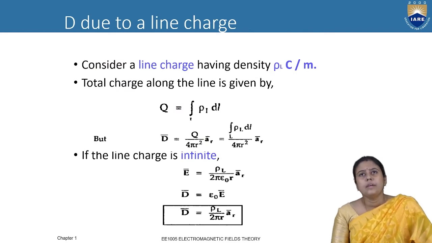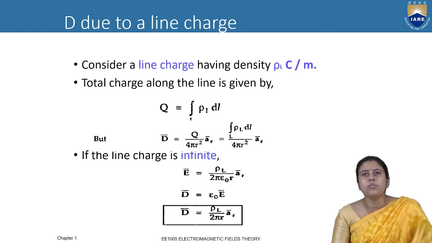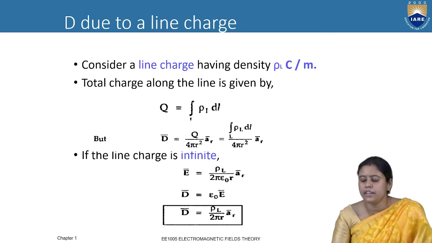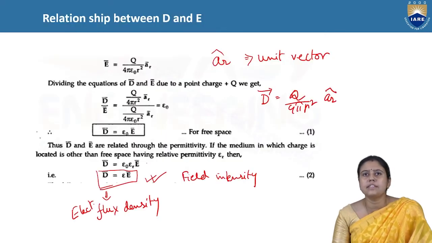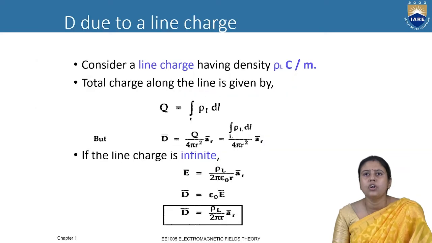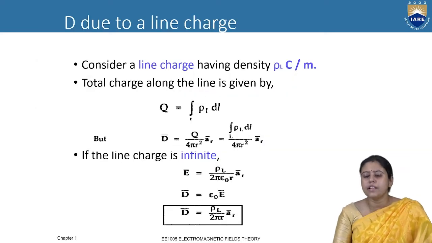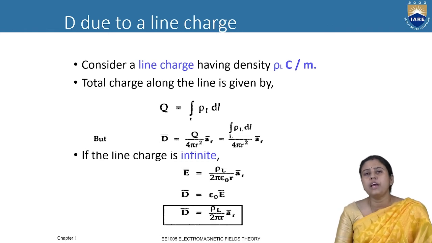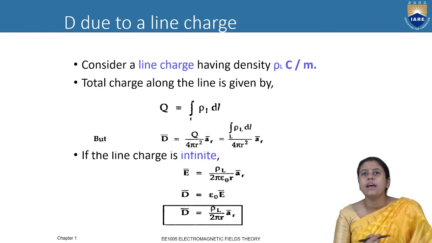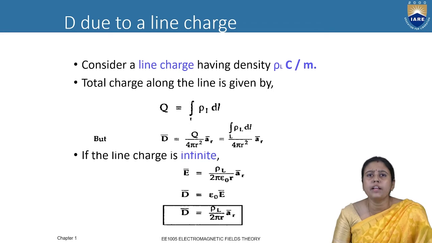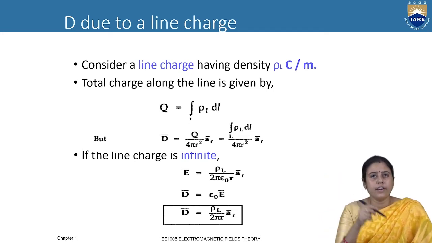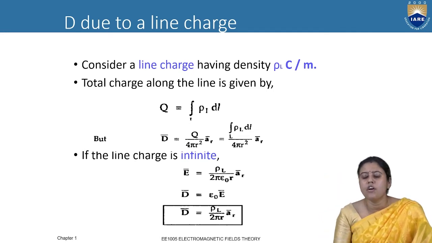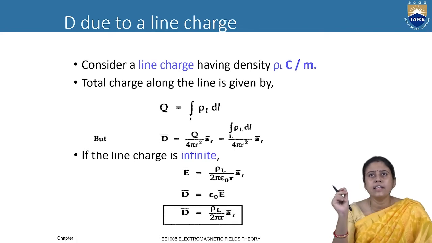Now, we will discuss the value of D for a line charge. Whatever we have discussed so far is for the point charge. What will happen if it is a line charge? Because as electrical engineers, we have to think about the line. What is an example of a line charge? Overhead lines and underground cables are all line charges.